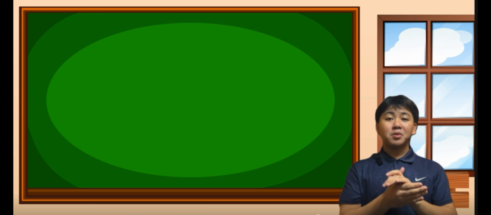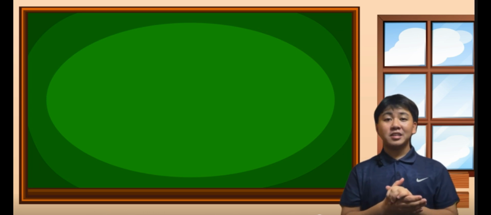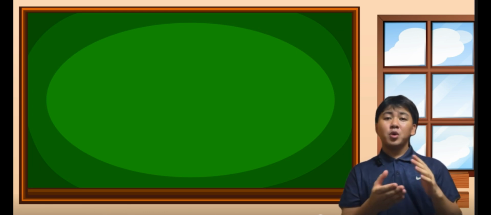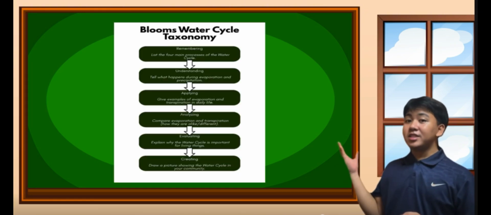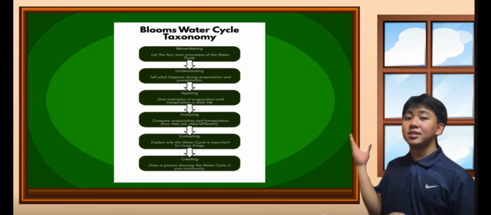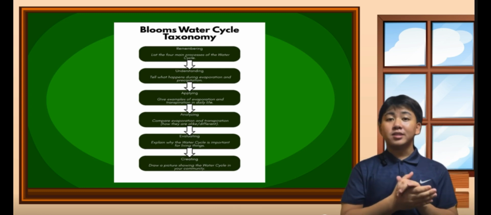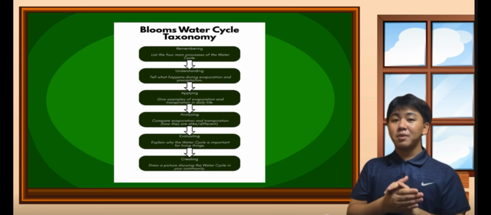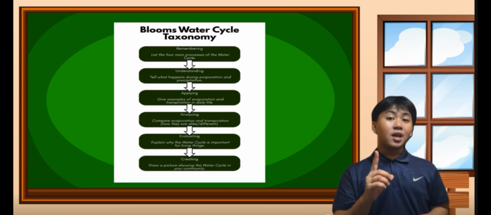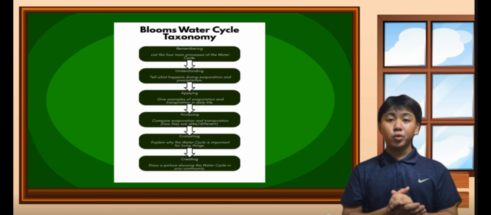Now that you have learned about the four processes of the water cycle and why it is important, we will deepen your understanding through a group activity. This activity is called Bloom's Water Cycle Taxonomy and includes different tasks that will help you think from simple recall to creative application. But first, I will divide the class into two groups.